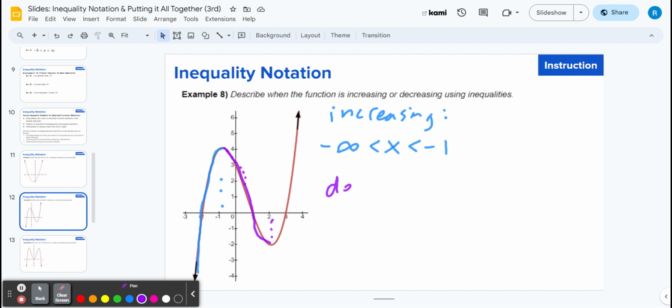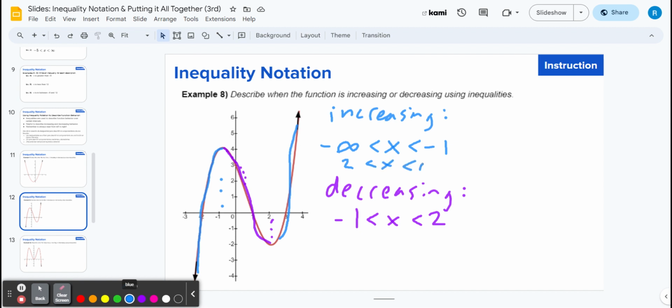Then we look at this next segment here, and we're decreasing from negative 1 all the way to 2. So decreasing. In this one, we're going to have to write one of those in-between statements. So bounded by negative 1 on the left is less than x is less than 2 on the right. And then we hit that minimum. So we're increasing again at that final blue interval. And this will be positive 2 is less than x. And we can either leave it like that, or we can say, hey, it's bounded by positive infinity on the right.